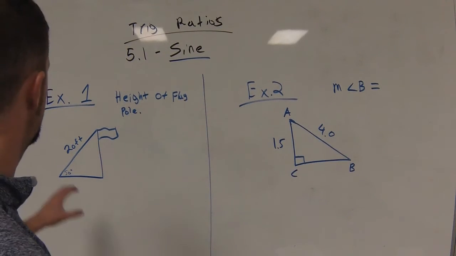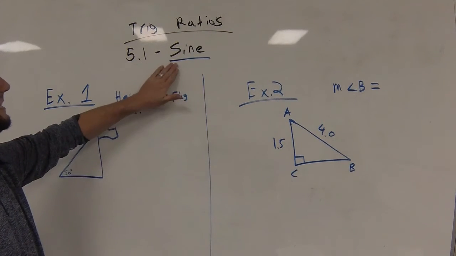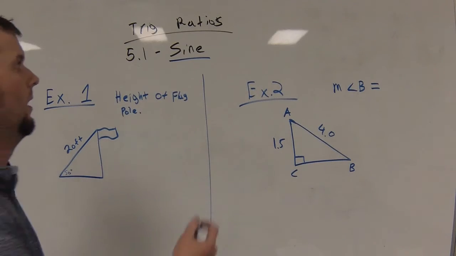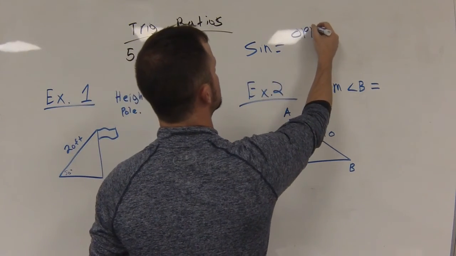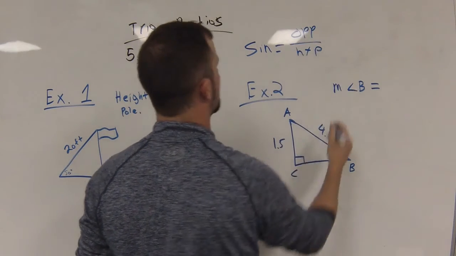All right, so here we go. We've got two examples, and we're going to use the sine ratio to do this. Remember, sine is always going to be opposite over hypotenuse. Okay, so here we go.